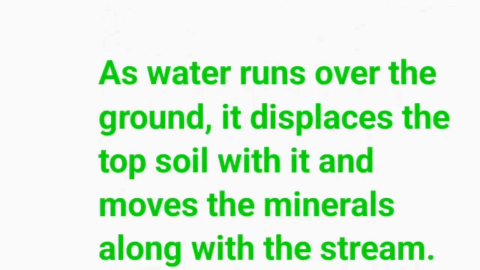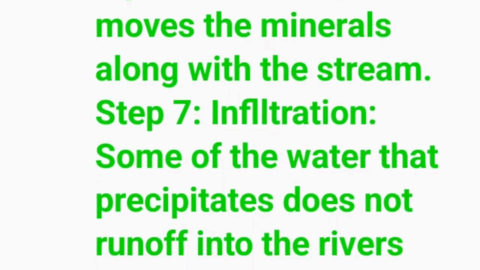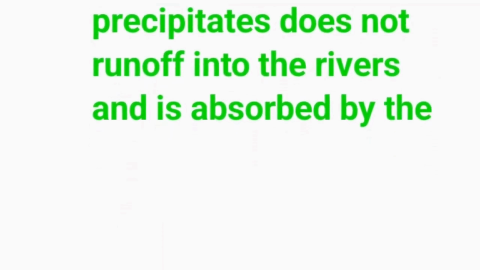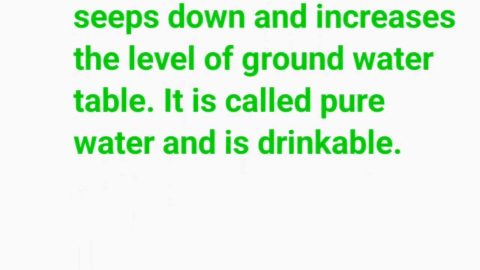As water runs over the ground, it displaces the topsoil with it and moves the minerals along with the stream. Step 7. Infiltration. Some of the water that precipitates does not run off into the rivers and is absorbed by the plants or gets evaporated. It moves deep into the soil. This is called infiltration. The water seeps down and increases the level of the groundwater table. It is called pure water and is drinkable.